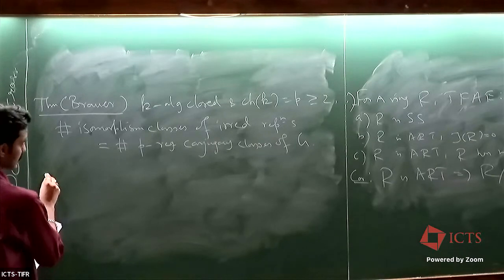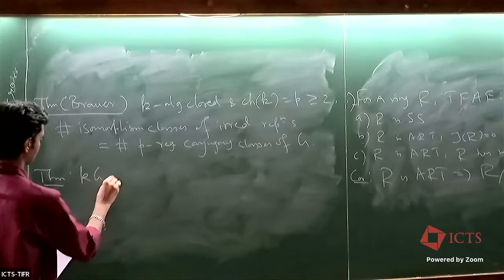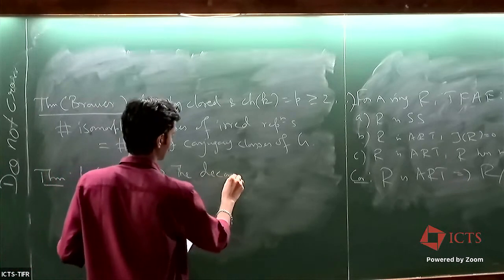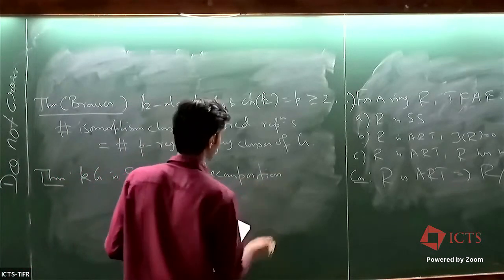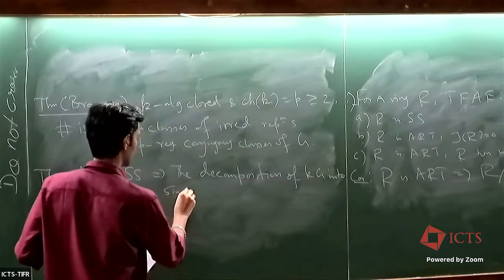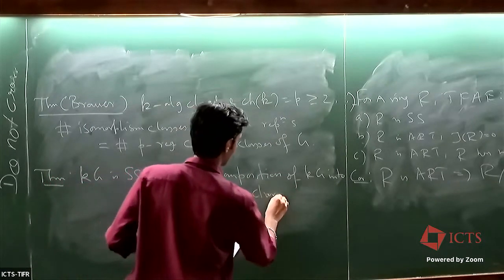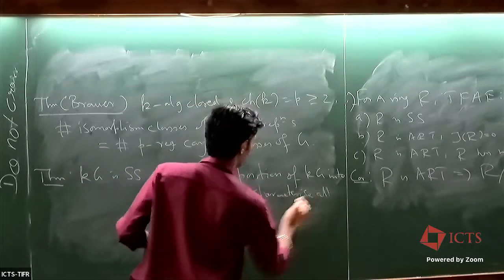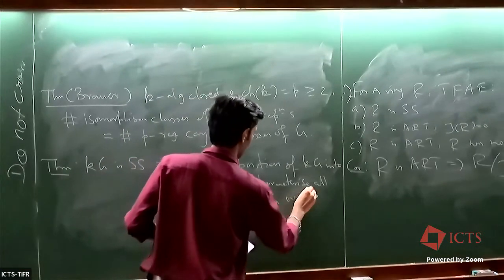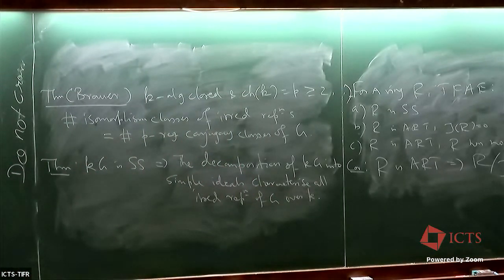Moreover, if KG is semi-simple, then the decomposition, I don't remember whether I remarked it earlier or not, of KG into simple ideals actually characterizes all irreducible representations of G over K. And therefore, one can safely say that if KG is semi-simple, then there are only finitely many irreducible representations.